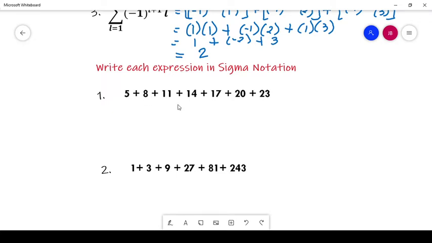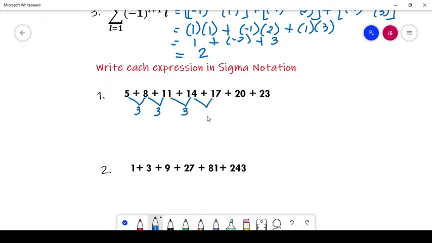Simply because they have a common difference, and that is 3. Let us check if that is an arithmetic series by subtracting our second term and the first term. We have 8 minus 5, and that is 3. 11 minus 8 is 3. 14 minus 11 is 3. 17 minus 14 is 3. 20 minus 17 is 3. And 23 minus 20 is 3.